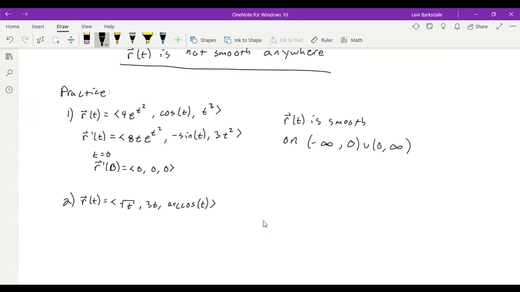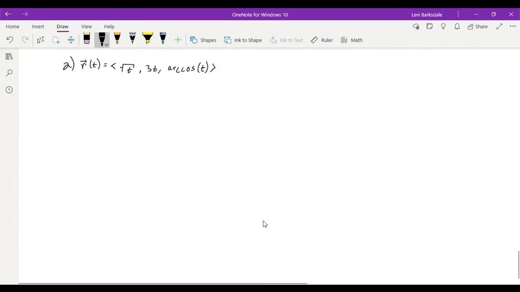All right, for this final one, first off, we need to consider the domain. First component has a domain of 0 to infinity. Second component has a domain of all real numbers. Third component has a domain of -1 to +1 inclusive. So our total domain is the interval from 0 to +1 inclusive.